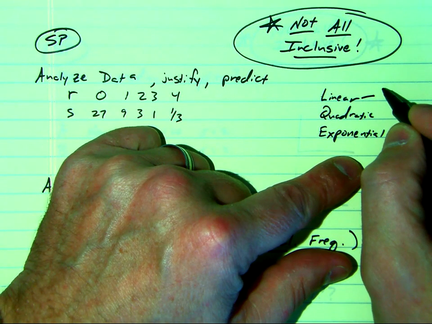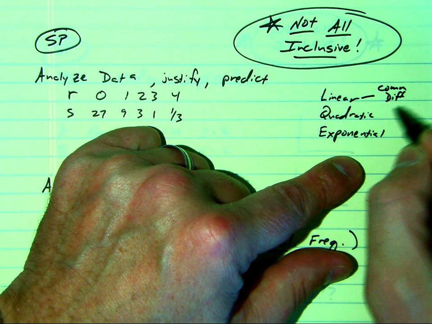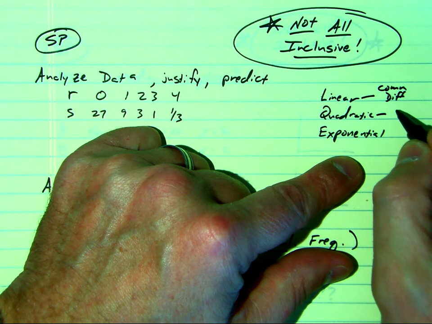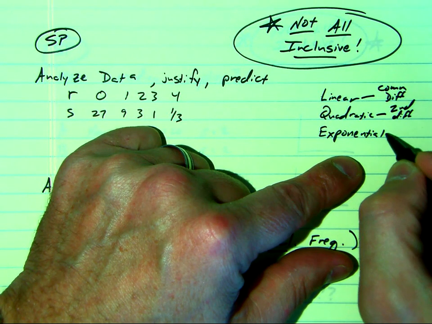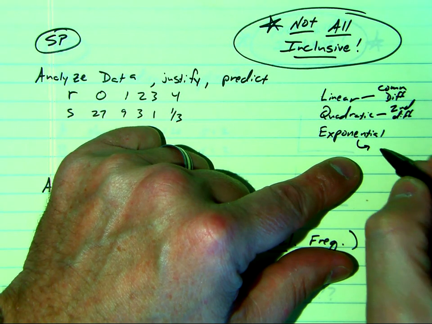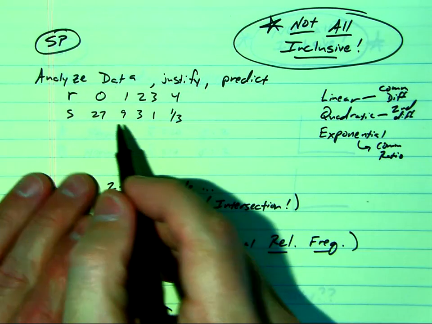Somebody say common difference. Yeah, common difference. What am I looking for with quadratic? Second difference is constant. And what am I looking for with exponential? Yeah, common ratio. Okay? You have to remember those basic definitions and then look at your terms.